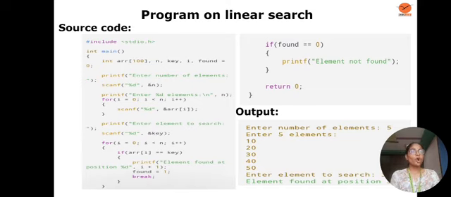So when it comes to output, enter number of elements. We have to enter the number of elements that the array consists of. So it is 5. Enter 5 elements: 10, 20, 30, 40, 50. Enter element to search. As I entered 30, that means I want to search whether 30 is present in this array or not. As 30 is present at position 3, it returns element found at position 3.